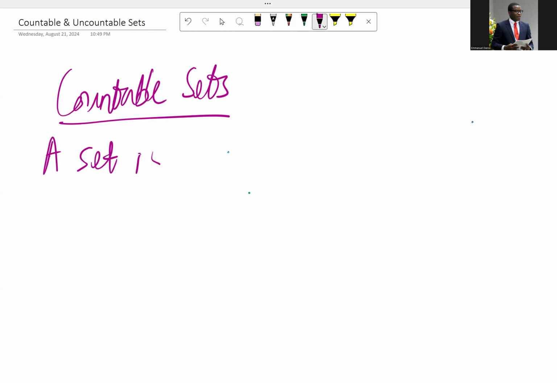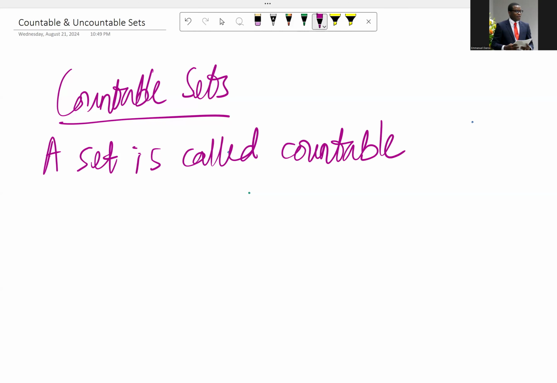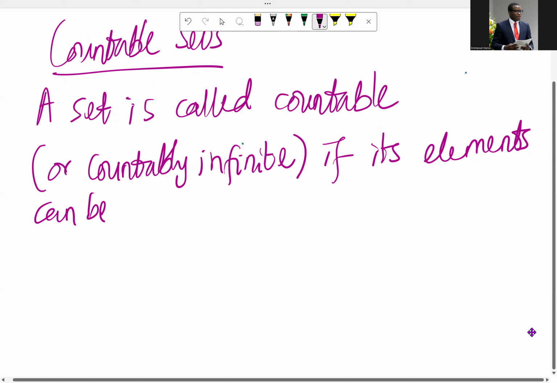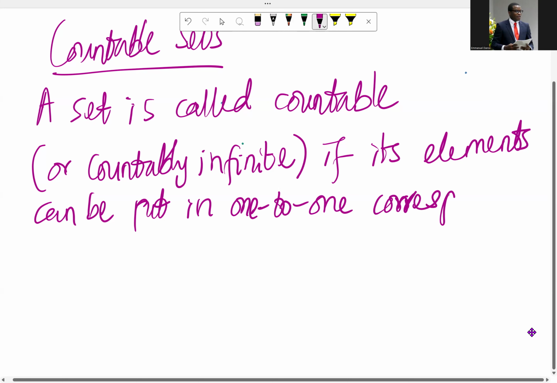A set is called countable or countably infinite if its elements can be put in one-to-one correspondence with the natural numbers.